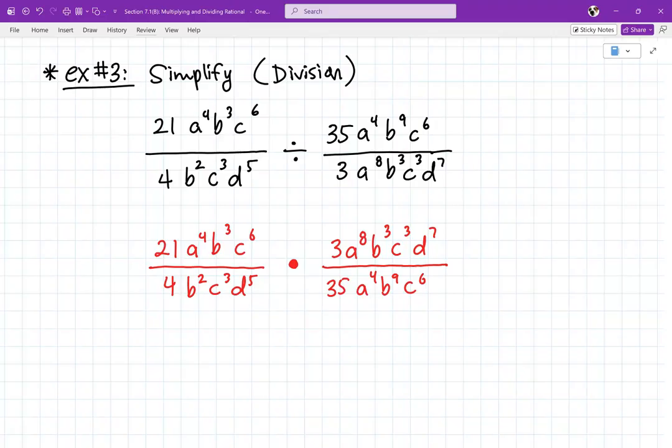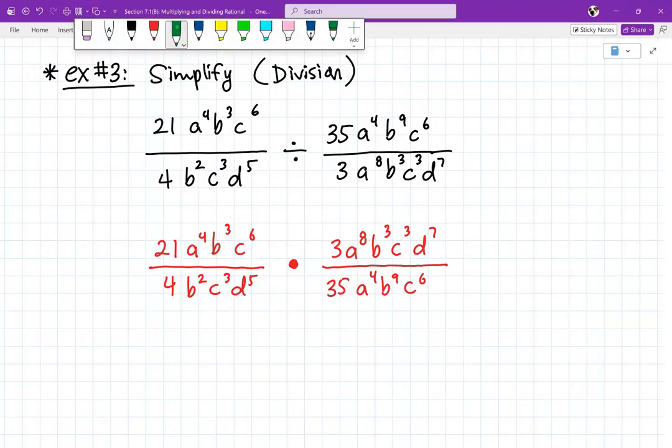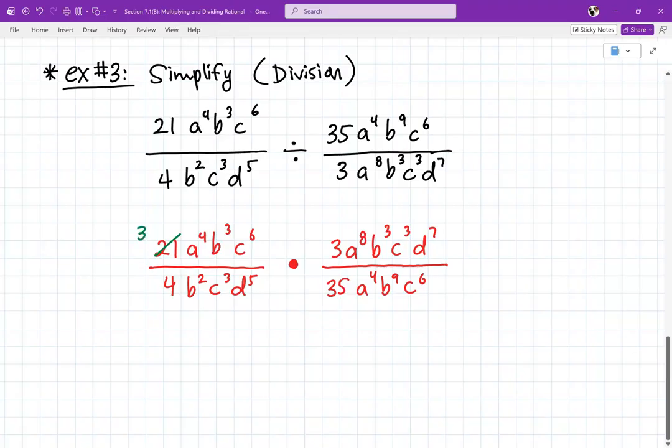So let's see. Well, if we look at it, 21 cannot be reduced by 4. 3 can't reduce 35. If we go diagonally, 3 and 4 can't be reduced, but 21 and 35, what number divides 21 and 35? A 7. Yeah, a 7. So 7 divides 21 3 times, and 7 divides 35 5 times.